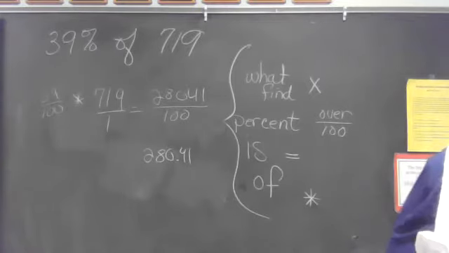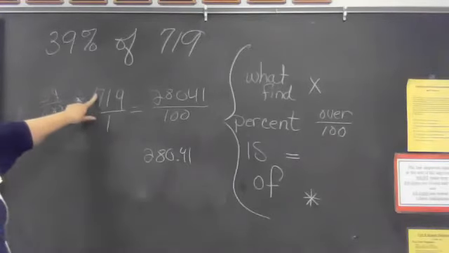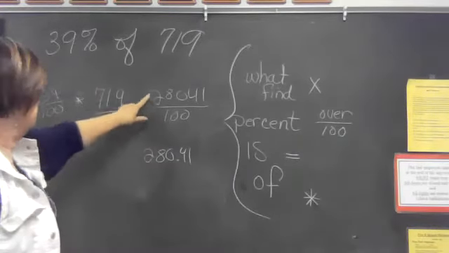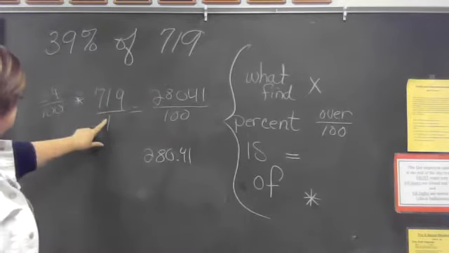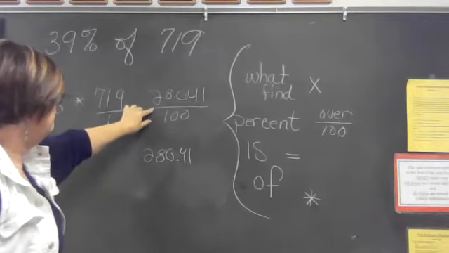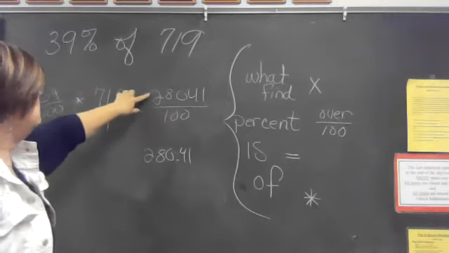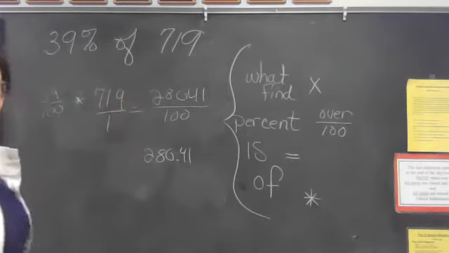Any questions on these so far? So she just multiplied the 39 by the 719, and then the 100, and then divided. You multiply straight across to get this. Multiply the bottoms together to get this. When you're working with this, the line in a fraction means to divide. So you take this number, divide it by 100.